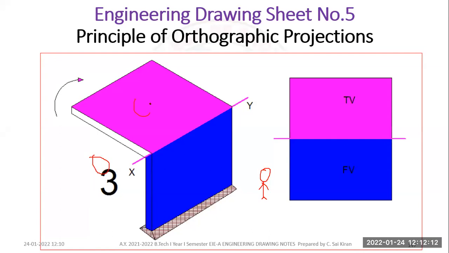And in the fourth angle projection, the observer will be with respect to this side, and in order to see both the things, the vertical plane cannot be rotated. So what we do is we rotate this in the clockwise direction.